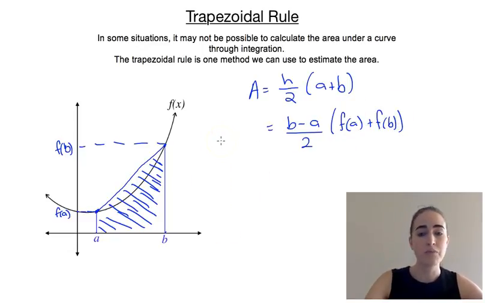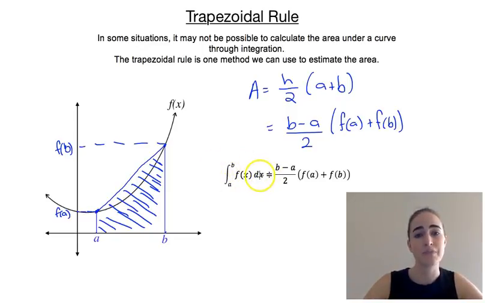So writing that a little bit more formally, the integral from a to b of f of x with respect to x is approximately equal to b minus a, so there are two x values, over 2, outside of f of a plus f of b. Now let's have a look at what that looks like with a few examples.